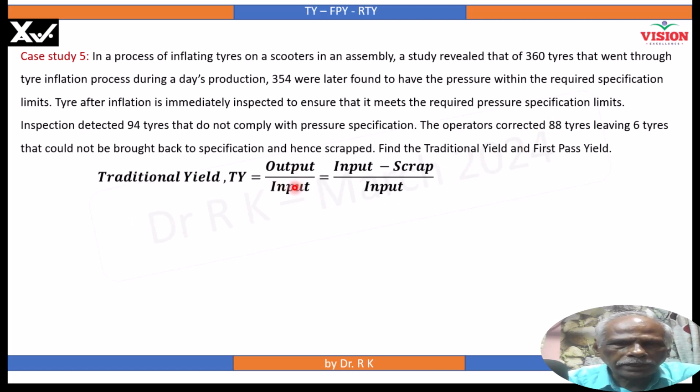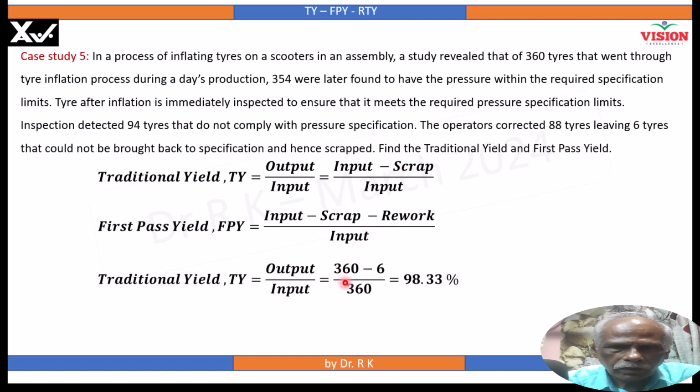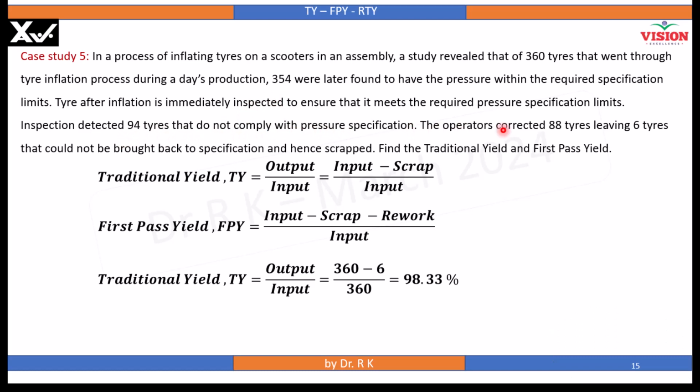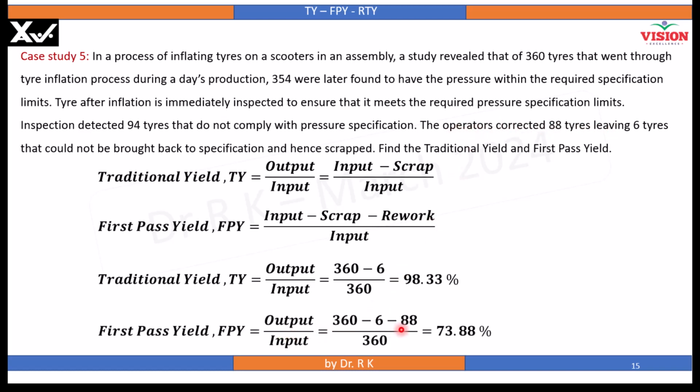Traditional yield is output by input, input minus scrap by input. Input is 360, 6 is scrapped, so 354 by 360 is 98.33%. First pass yield is output minus rework. How many of them were reworked? They have corrected 88 tires, leaving 6 tires that could not be. Therefore, 88 tires have been reworked, and so 360 minus 6 minus 88 by 360 is 74%, the correct answer. 73.88% precisely. We will see a quiz.